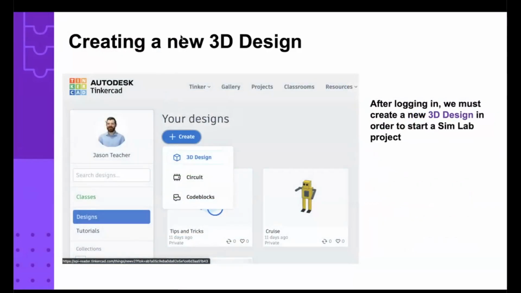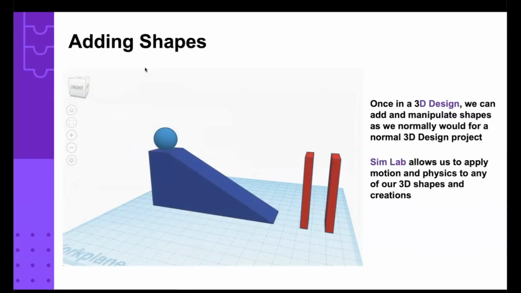We then want to create a new 3D design. As I mentioned, we can do 3D designs, circuits, or code blocks. SimLab doesn't have its own design button per se. It's built into the 3D design editor. And from there, we can pretty much make any of our 3D shapes work with SimLab.